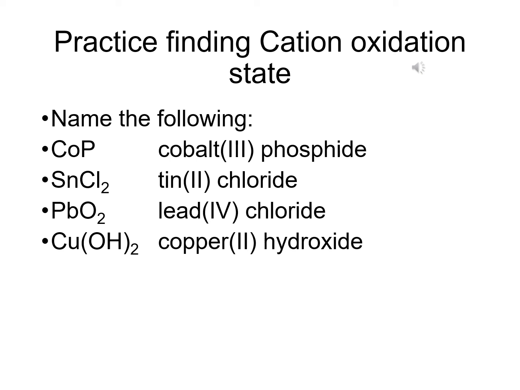Here we have copper with 2 hydroxide ions. Each hydroxide ion has a -1 charge. We know this from memorizing our polyatomic ion sheet. So I have 2 times the -1 charge plus copper equals 0. So -2 plus copper equals 0. So copper must equal +2. So this would be copper 2 hydroxide.